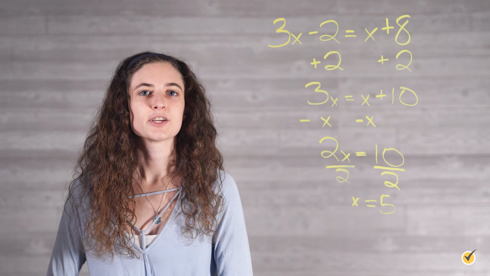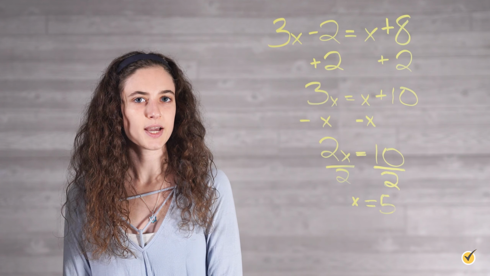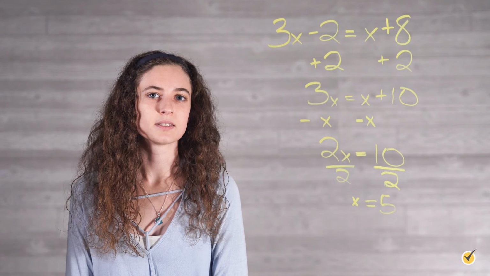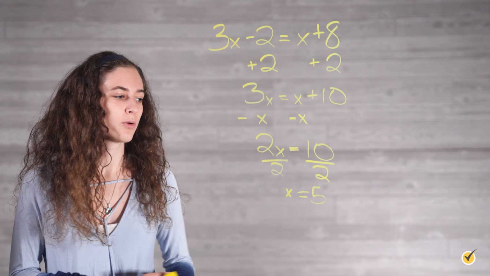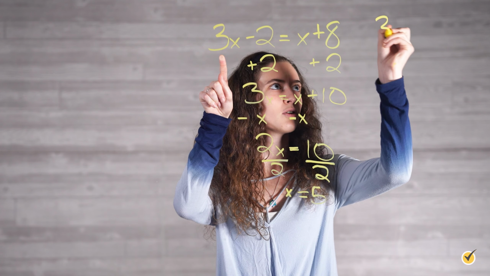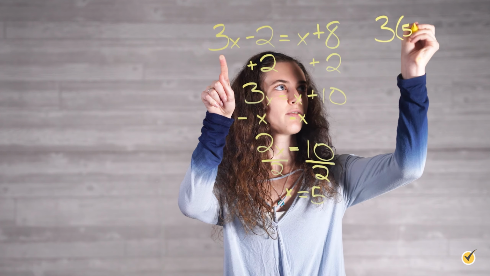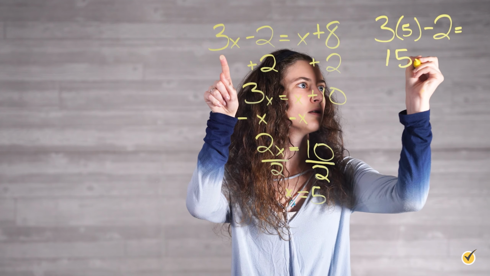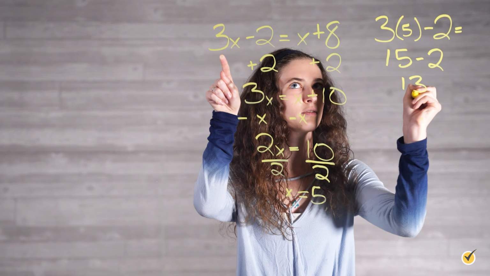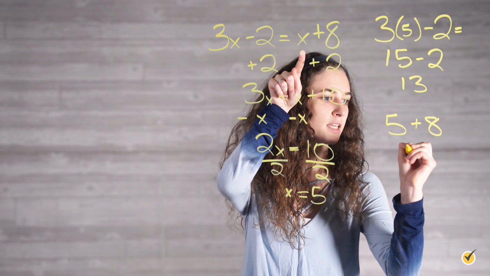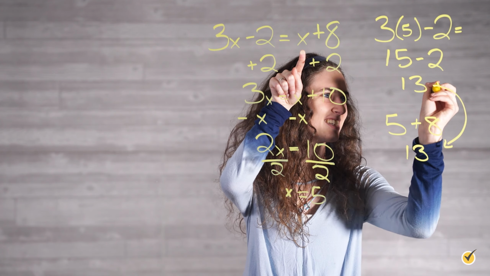The equation states that the expression on the left side of the equal sign, 3x minus 2, is equivalent to the expression on the right side, x plus 8. Our goal is to find the one value of x that makes this statement true. So now we're going to check our work. What we're going to do is substitute in the 5 for anywhere we see an x. 3 times 5 minus 2 equals 15 minus 2, which is 13. Now let's check it on the other side. 5 plus 8 equals 13. And these two values equal each other.